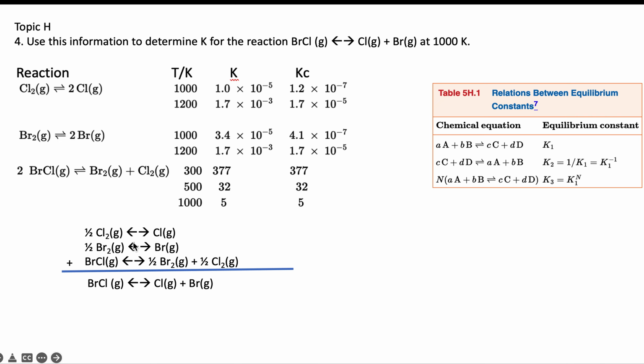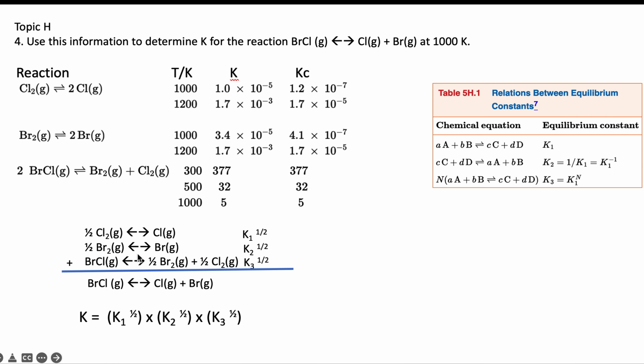So I think I can do that by taking this first expression, cut all the coefficients in half, second expression, all the coefficients in half, and same thing with the third. So for each of these, I've reduced the coefficients by 1/2, and that means I take a square root for each of the different equilibrium constants. The overall K expression then would be the product of each of the ones that I am combining.